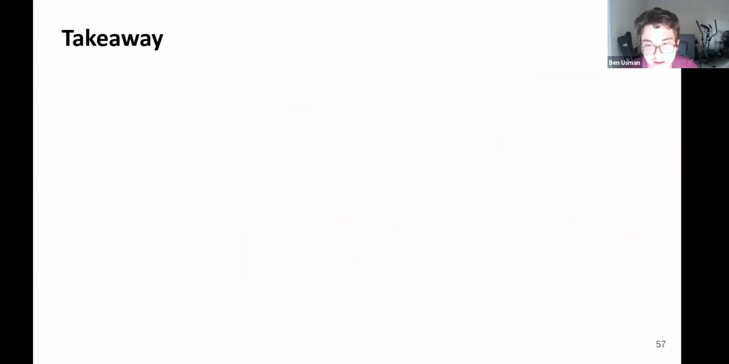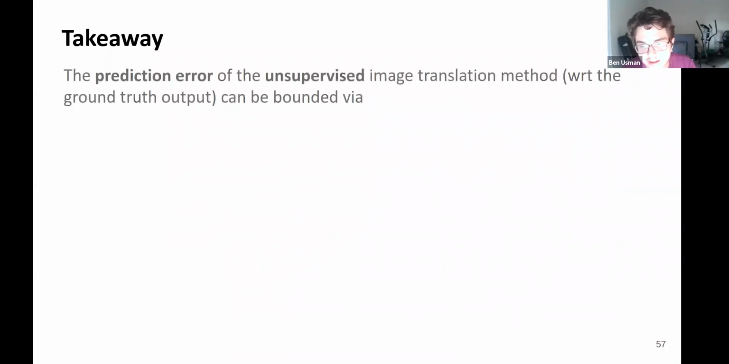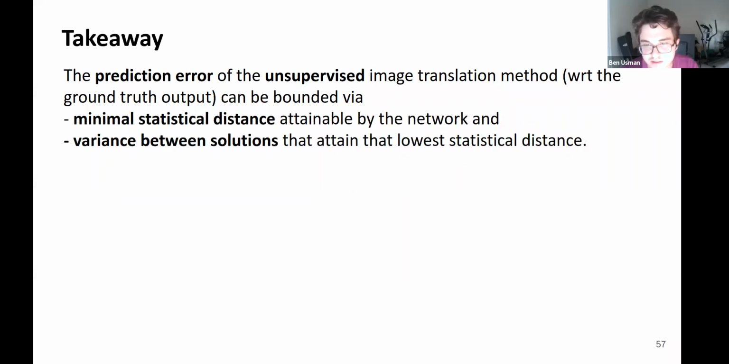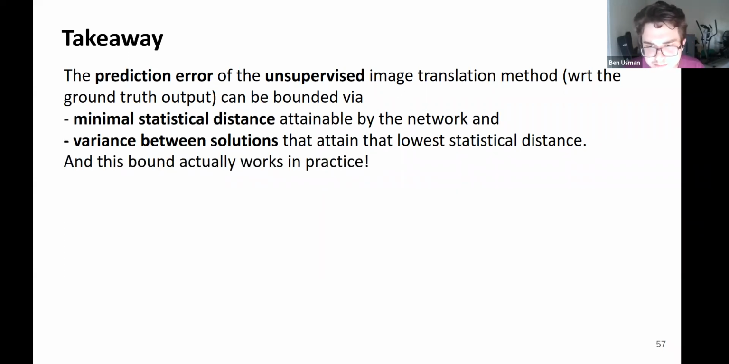Okay, to summarize this batch of papers, they show that the prediction error of the unsupervised translation method, like cycleGAN, can be bounded by the sum of the GAN loss that they seek to minimize and the variance between solutions attaining this optimal or near optimal GAN loss. And it actually seems to work in practice.